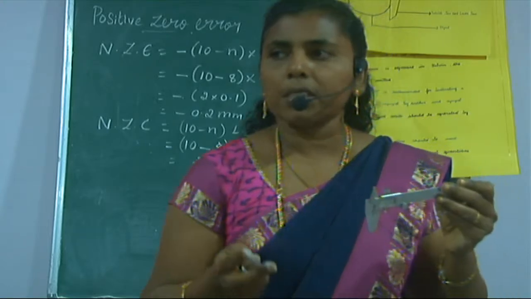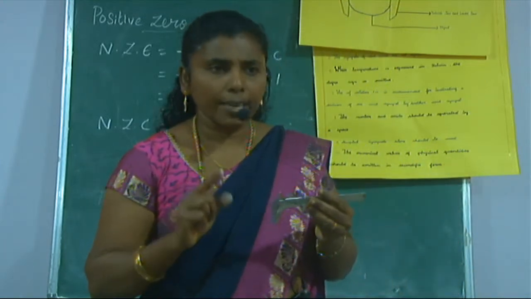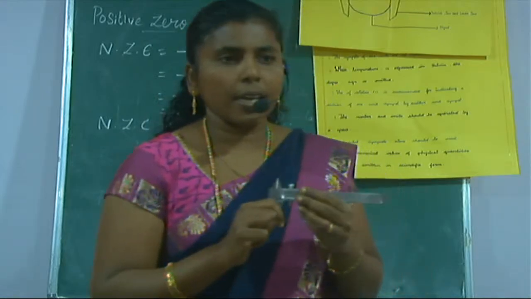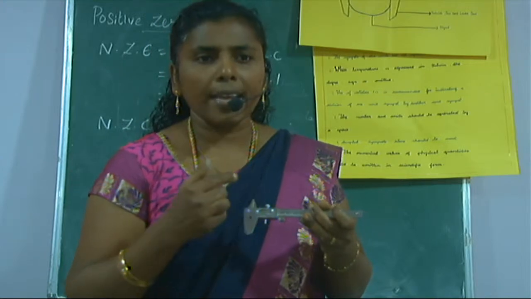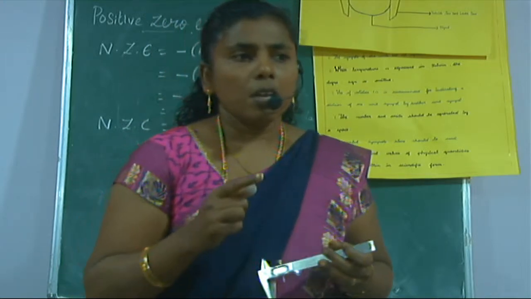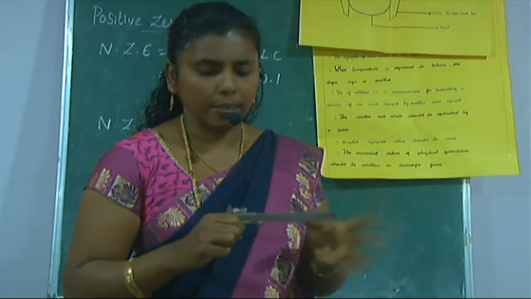There are two types of zero error. What are the two types? Positive error and negative error. In positive zero error, the zero of the vernier scale is just shifted to the right of the main scale zero. The formula we have already learned: n into LC.